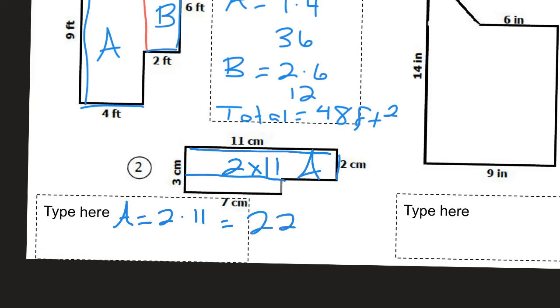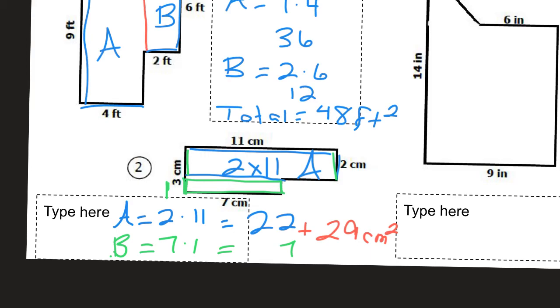You guys have a little more room to type than I do. Okay, but then we have to look at this other one down here. So I'm going to kind of trace this in lime green. Okay, I can tell my length is 7, but what would this tiny width be? Well, if this is 2, that would be 2, which leaves the width to just be 1. So for triangle B, we have 7 times 1, which is 7. And then we add those two together, and we'll get 29 centimeters squared. Okay, so that's number 2.